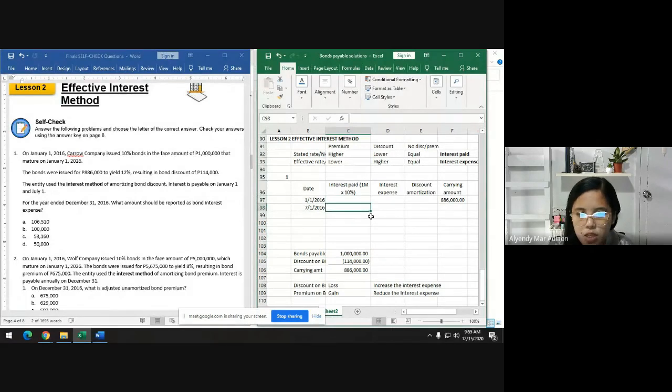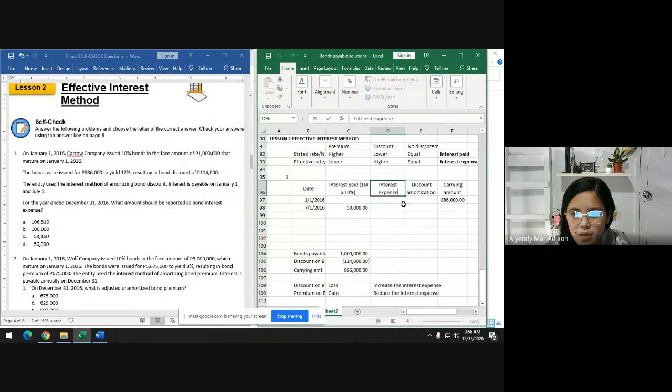Okay, so how much would be our interest? 1 million times 10%. But take note, it is semi-annual, January 1 to July 1. So we still need to multiply by 6 over 12. So our interest paid is 50,000.